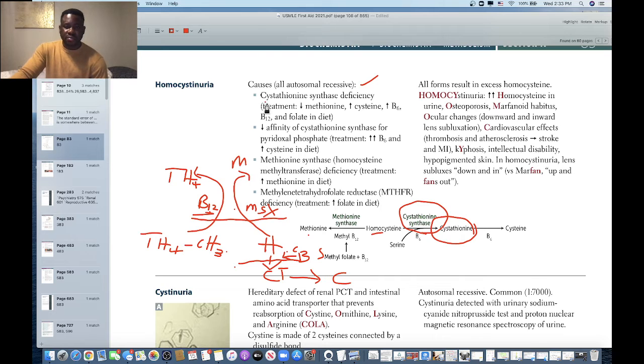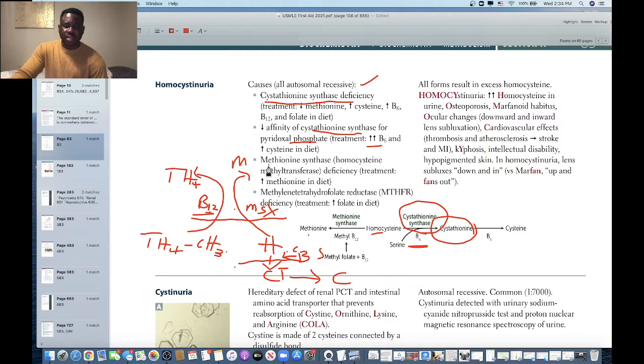The first one is cystathionine beta synthase deficiency. We talked about it, that will accumulate homocysteine. The next one is decreased affinity of cystathionine synthase for pyridoxal phosphate, that is vitamin B6, because here vitamin B6 is the cofactor. Therefore, vitamin B6 deficiency can also mean that this pathway will not work, so we'll still have homocystinuria. So just understand, don't memorize, understand exactly what is happening in each of the states.